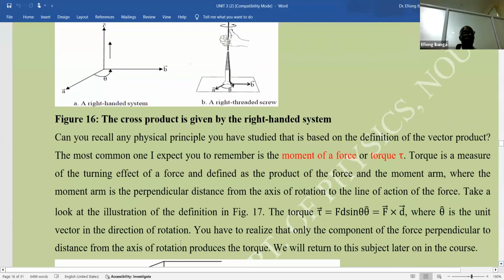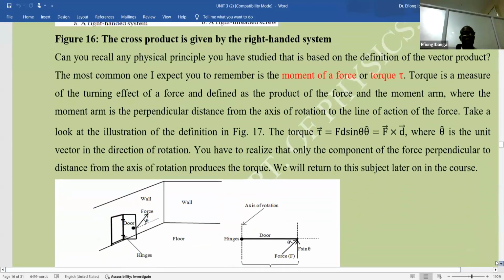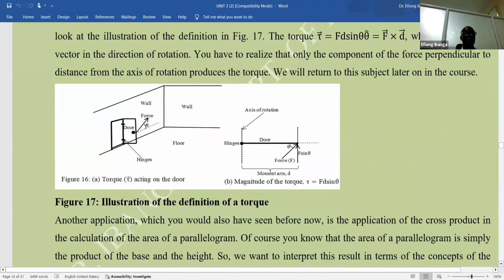So I've asked you a question here. The most common one I expect you to remember is called moment of the force, or torque. I think I've actually drawn the diagram of what I'm trying to explain. This is a door. You can see a door here. This is the axis through the hinges. So if I apply a force like that at the edge, it will be most effective.